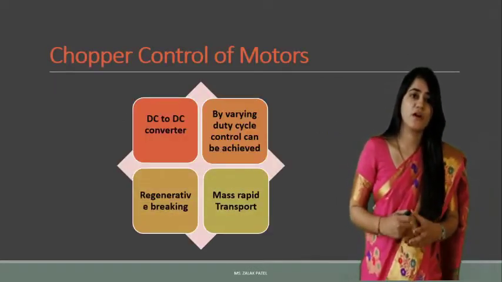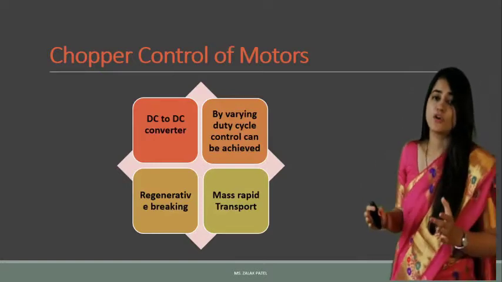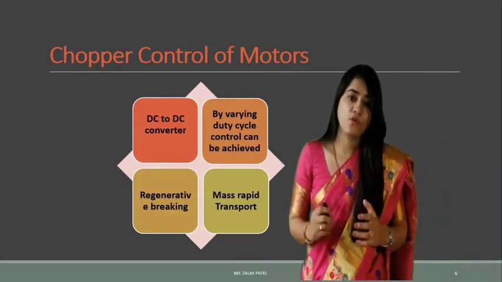The next one is chopper control of the motor. Here the chopper control of the motor is divided into four major categories.